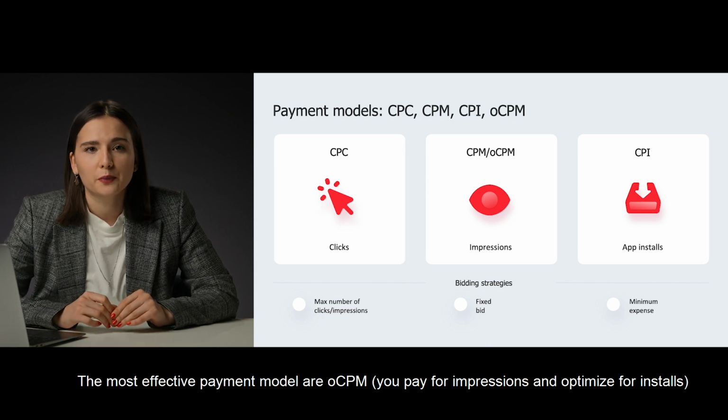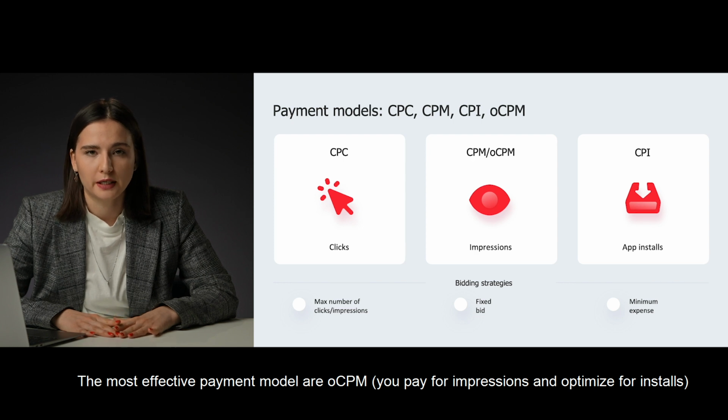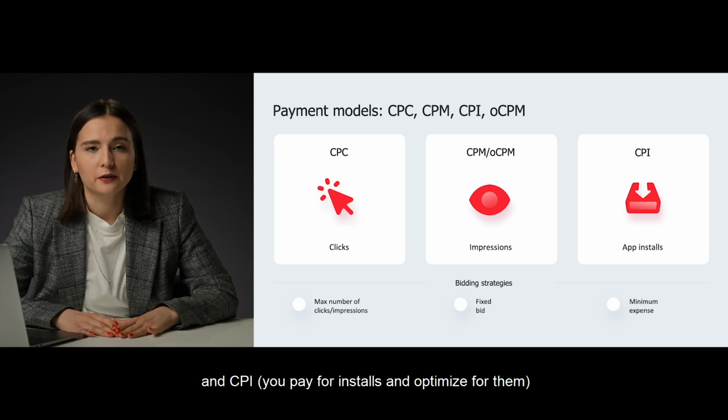The most effective payment models are OCPM, where you pay for impressions and optimize for installs, and CPI, where you pay for installs and optimize for them. But these two models have their own features.